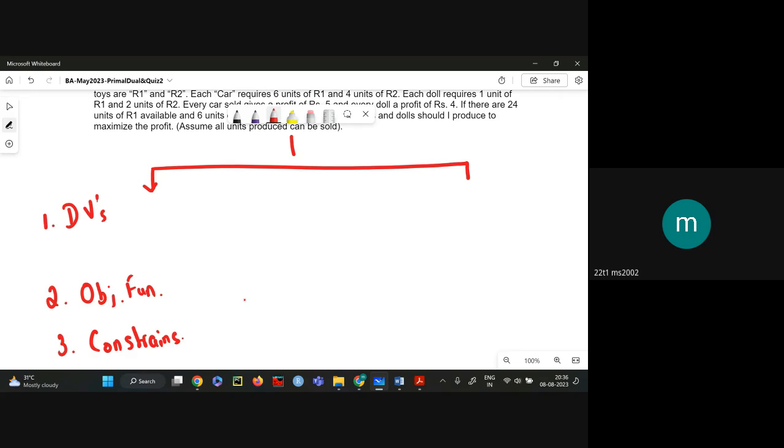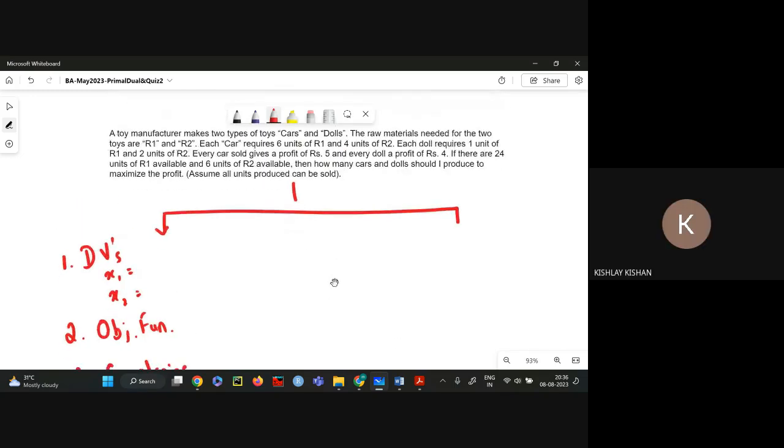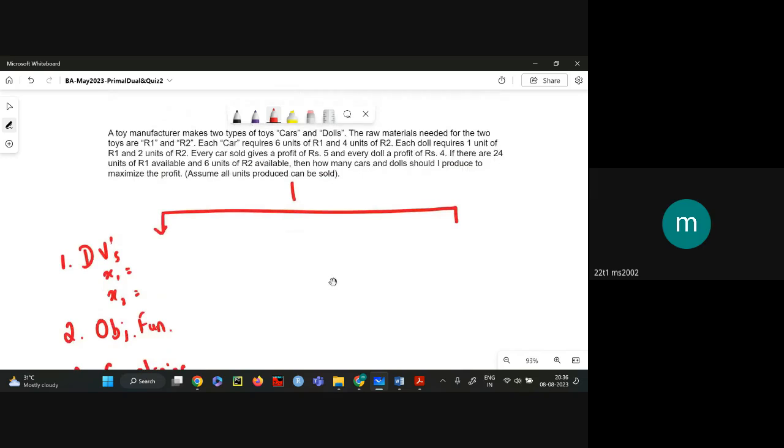So for our problem, what is a decision variable? There are going to be 2 decision variables. What are they going to be? R1 and R2 are not, so what is a decision variable? It is what you want to find out. So what do you want to find out in this particular problem? The number of dolls and cars. So the number of dolls that I want to make and the number of cars that I want to make. That is what I'm going to decide upon. So that would be my decision variable.